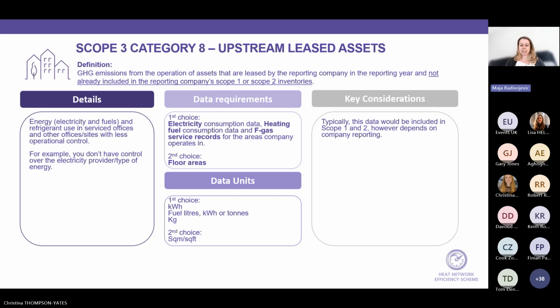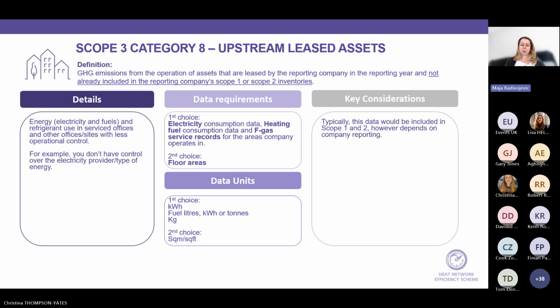Then we move on to category 8, which relates to upstream leased assets. So these are emissions from assets leased by the reporting company during the reporting year that are not already included within Scope 1 or Scope 2 inventories. In many cases, this data is already captured within Scope 1 and 2, but if not, it would fall into this category. Typically, this refers to things like electricity use, fuel consumption, refrigerants, and services associated with offices or other sites where the organization doesn't have full operational control. For example, where you may not control the electricity provider.